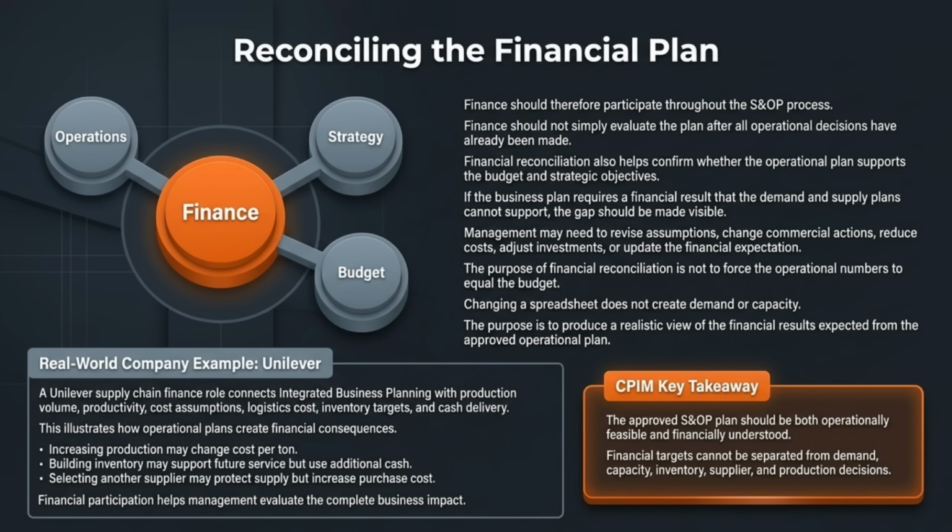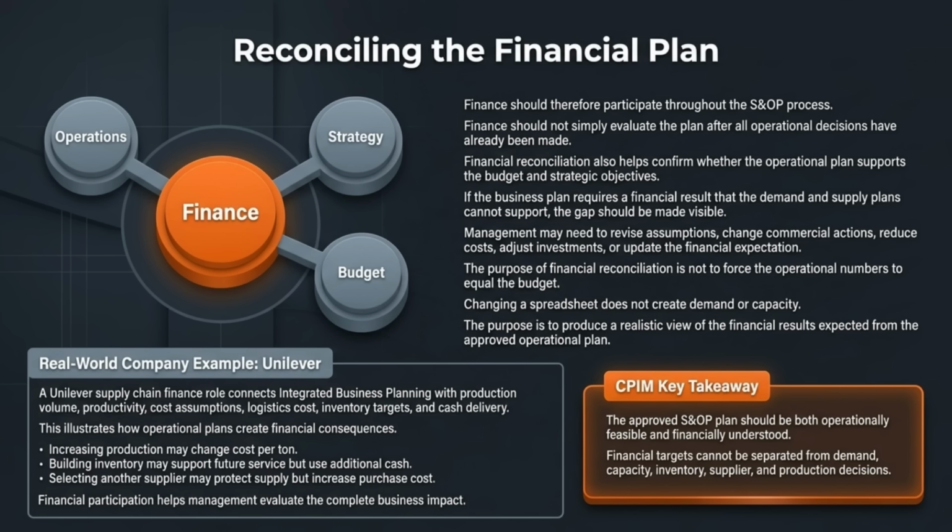If the business plan requires a financial result that the demand and supply plans cannot support, the gap should be made visible. Management may need to revise assumptions, change commercial actions, reduce costs, adjust investments, or update the financial expectation. The purpose of financial reconciliation is not to force the operational numbers to equal the budget. Changing a spreadsheet does not create demand or capacity. The purpose is to produce a realistic view of the financial results expected from the approved operational plan.